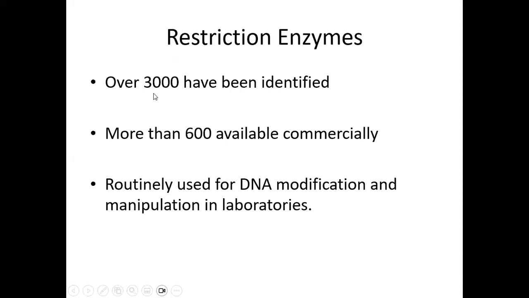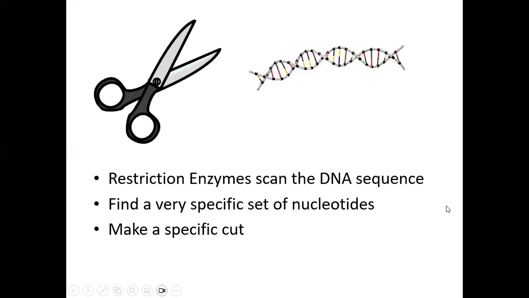So far, about 3,000 different restriction endonucleases have been identified, and about 600 of them are commercially available and are routinely used for restriction systems or for genetic modifications. Restriction endonucleases can scan the DNA sequences and cut the DNA at a specific set of nucleotides by making specific cuts.